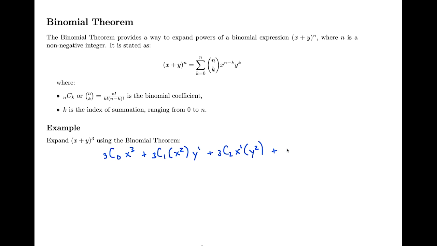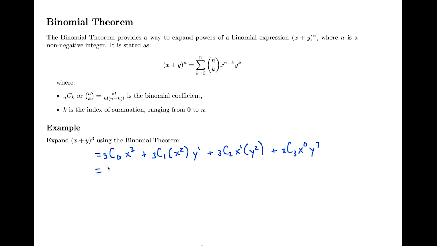And finally, we've made it all the way to the end where we have 3 choose 3. We're choosing all 3 to have the y, the second part. And so then that means we can say that x is to the exponent 0, but of course anything to the exponent 0 is equal to 1, and then it's all y's. So what is 3 choose 0?